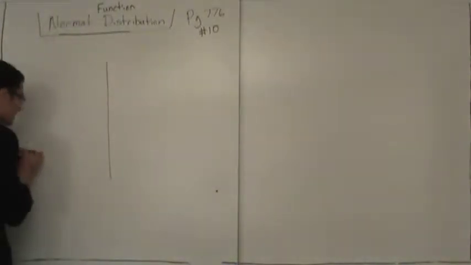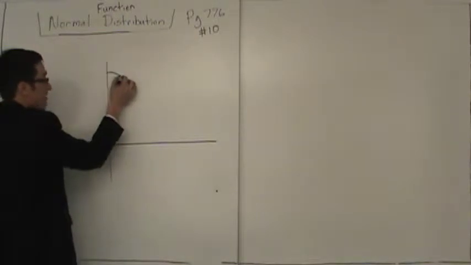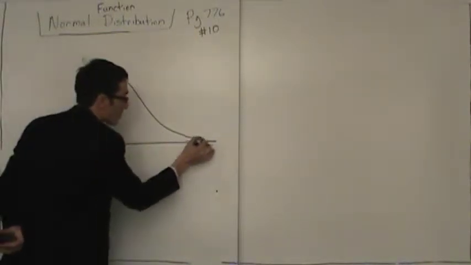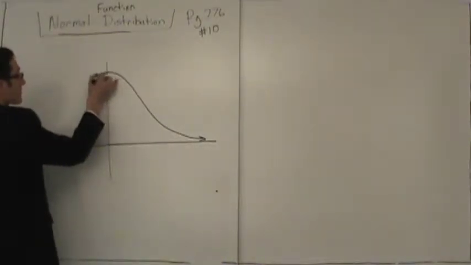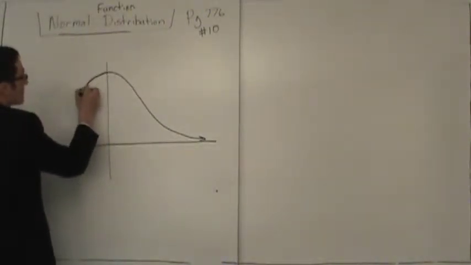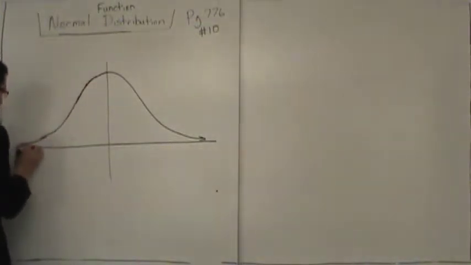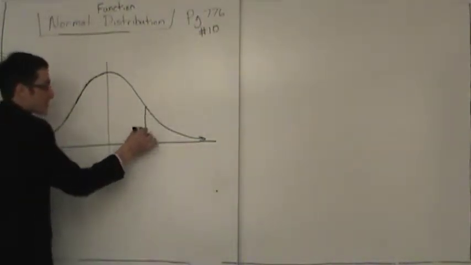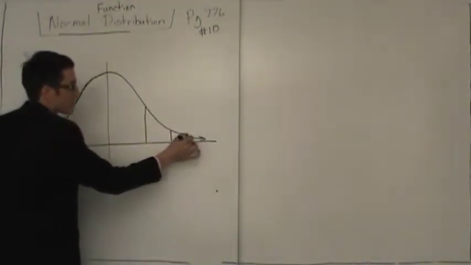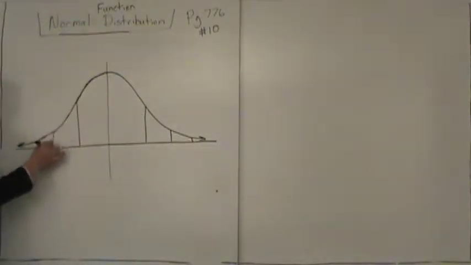All right, the shape of this thing is called the bell curve. Just like we have the shape of a circle or a square, this shape is called a bell curve, and it's symmetrical. I'm going to do my best to draw this as symmetrical as possible. And we have three lines of standard deviation to the right. These are called lines of standard deviation. Three lines of standard deviation to the left.